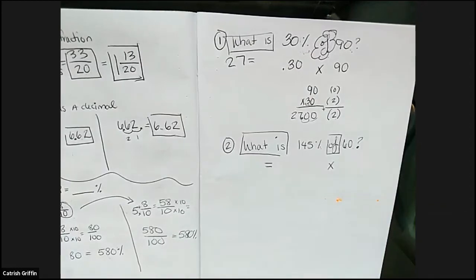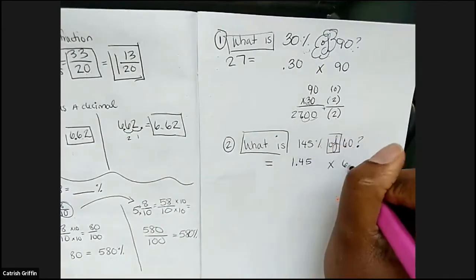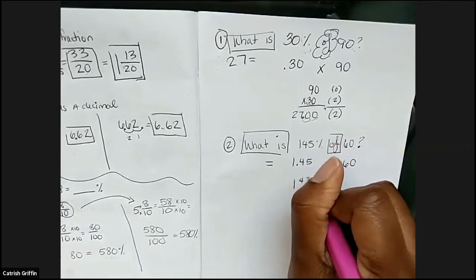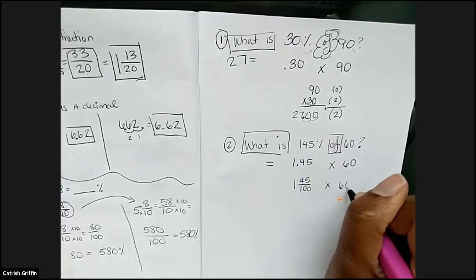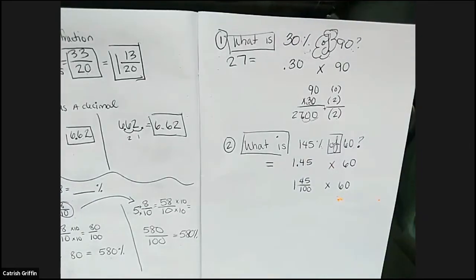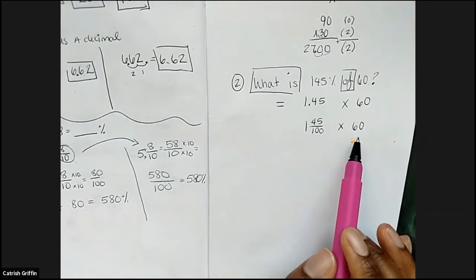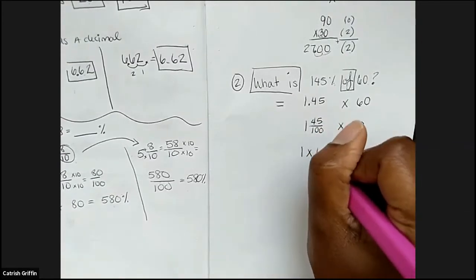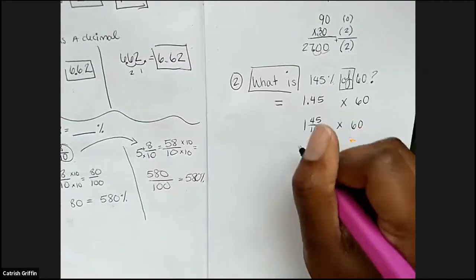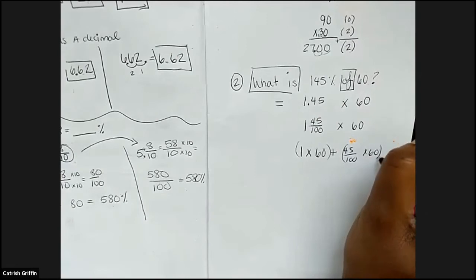If you did the problem and you converted it to a decimal, it would be 1.45 times 60. If you wrote it as a fraction, it would be 1 and 45 hundredths times 60. Both of these are appropriate to do. I'm going to use an unorthodox method for calculating 1 and 45 hundredths times 60 using my fraction. I'm going to multiply 1 times 60 and then add to that 45 hundredths times 60. And then I'll get my answer.